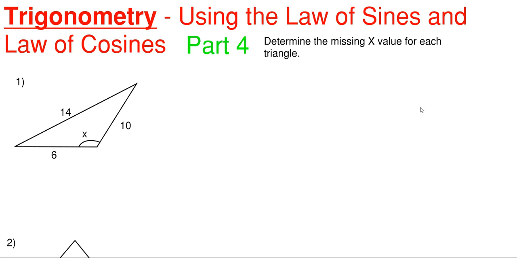So we're going to be covering today's videos. We're going to be looking at trigonometry, and we are going to be using the law of sines and or the law of cosines to determine a missing angle or a missing side for triangles. And this will be the fourth part in this series.